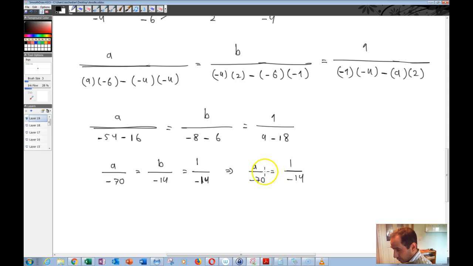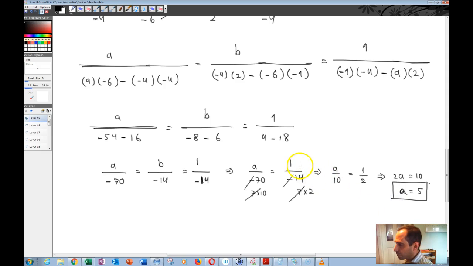So 70 is the same thing as 7 times 10, and these two negative signs you can cancel out, and 14 is the same thing as 7 times 2. So 7 and 7 you can cancel out. That means that you have A over 10 is equal to 1 over 2. That means that 2A is equal to 10, A is equal to 5.